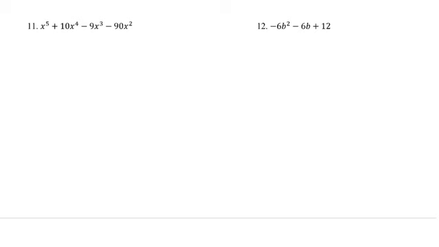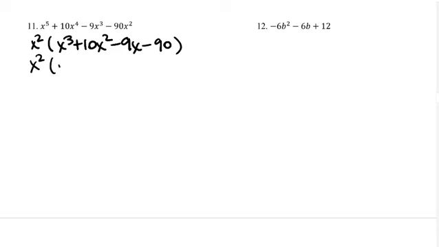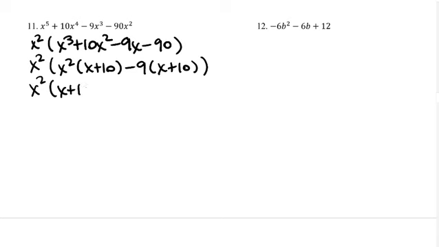All right, here I've got 4 terms, but there's a greatest common factor of x squared. All right, and I see that 1 to 10 is the same as negative 9 to negative 90, so I'm going to group and factor. I'm going to factor out the x plus 10. Oh, and that's a difference of 2 squares.